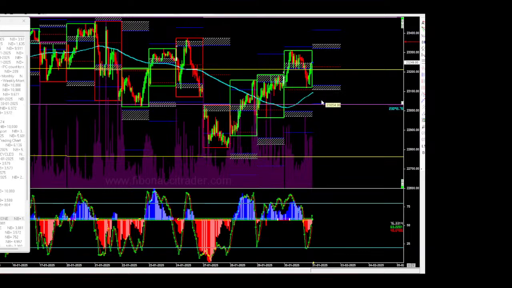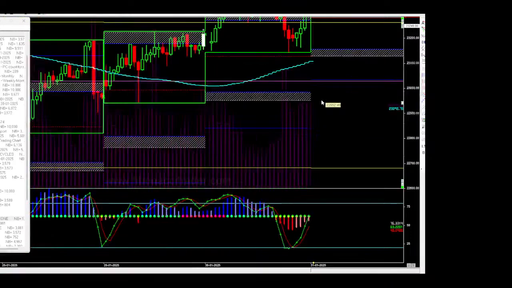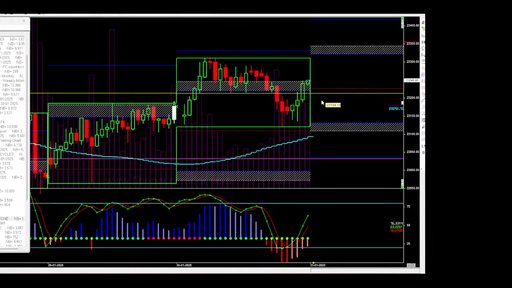Today, it didn't go into the support zone and it closed into the resistance. You see, this is a resistance point. So for tomorrow, mark this 23,320, 23,346. That's a resistance. 23,130 and 23,112 is a support.